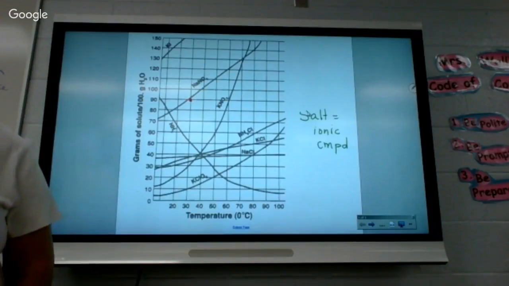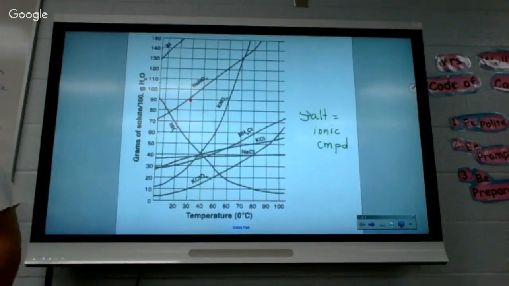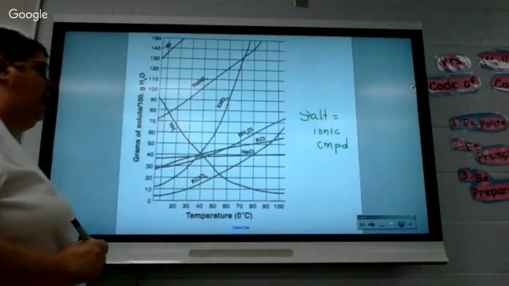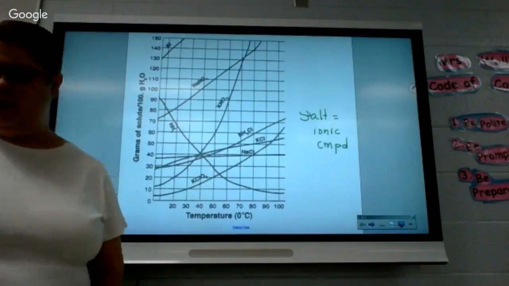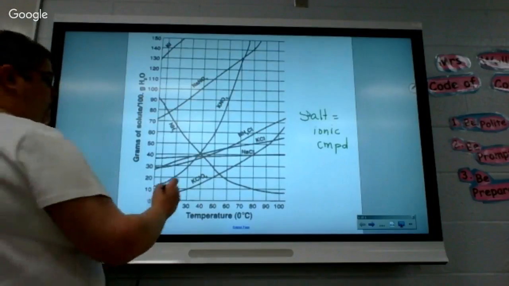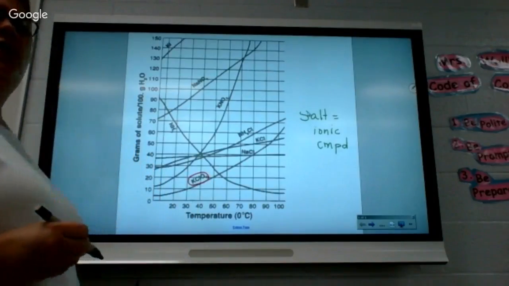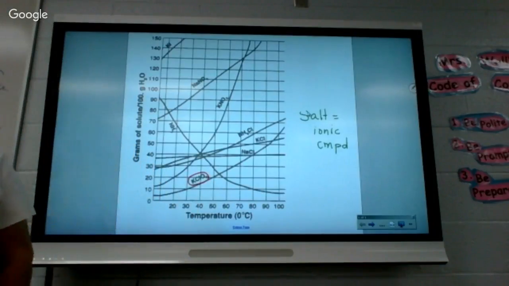All right, number 6. A saturated solution of potassium chlorate is formed from 100 grams of water. If the saturated solution is cooled from 80 to 50, how many grams of precipitate are formed? All right, so they gave us 2 temperatures and they told us a compound. So what are we going to do with potassium chlorate? Potassium chlorate is KClO3, and they gave us 2 temperatures. So what are we going to do with that information? What do we need to find?